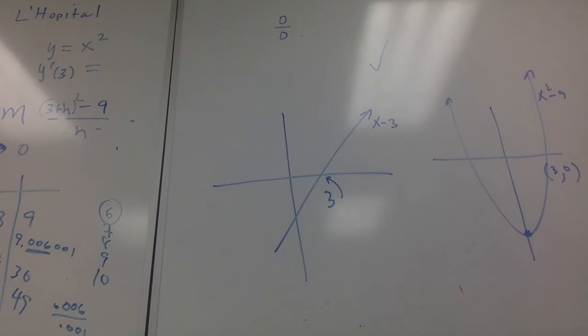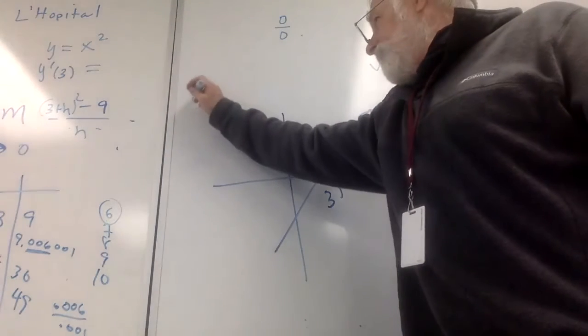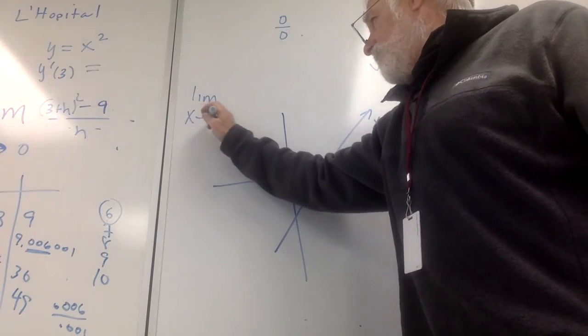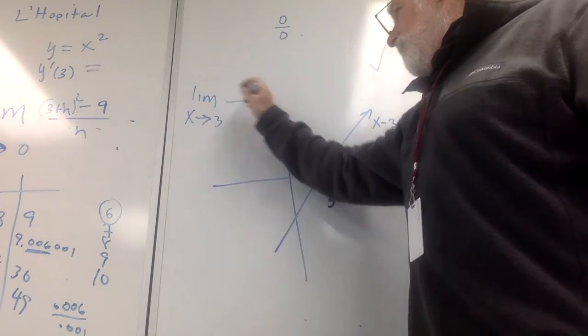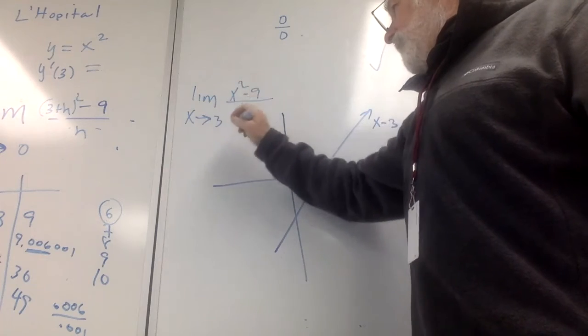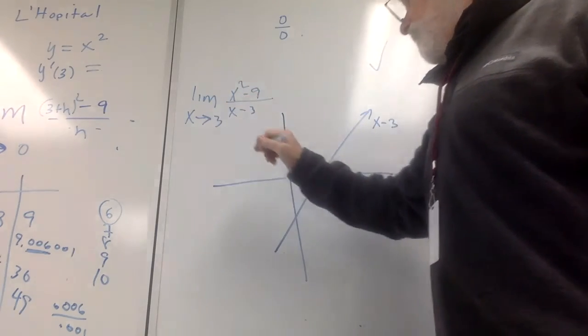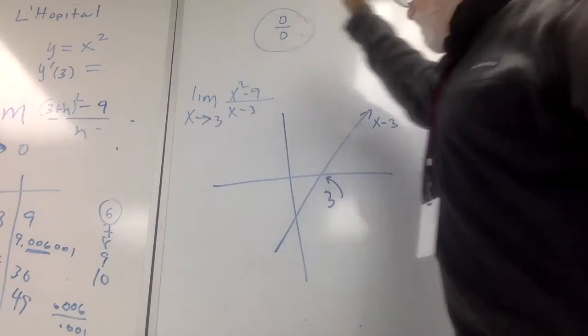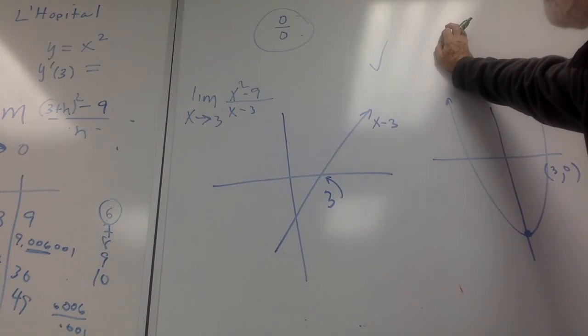All right, so let's look at the same problem. The limit as x goes to 3 of x squared minus 9 over x minus 3. All right, and I'm sure you're familiar if you've worked with L'Hopital. You plug in 3, you get 0 over 0, which means you can apply it. So what do those zeros mean?